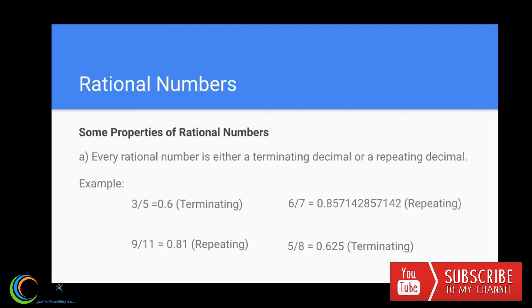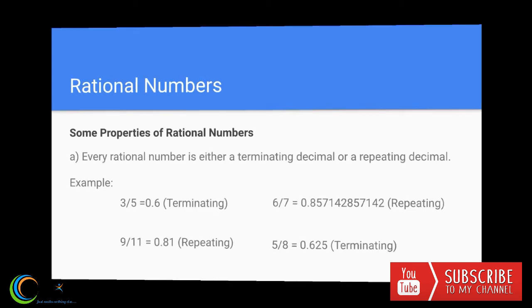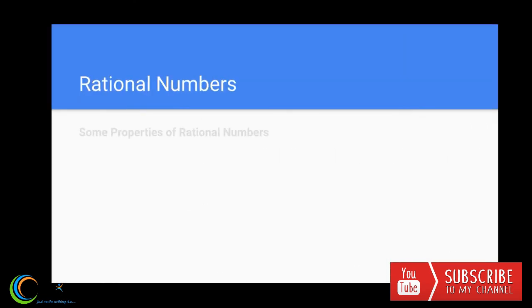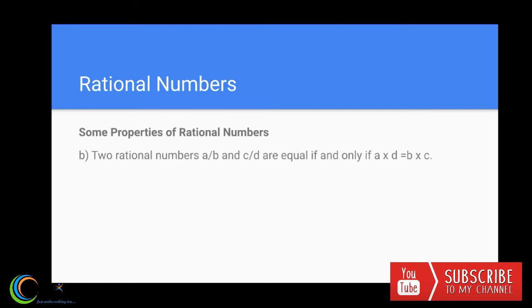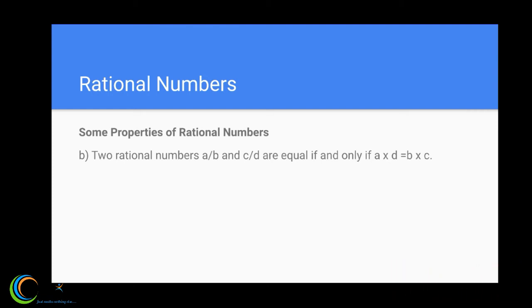So these are some examples of rational numbers which have terminating decimals and repeating decimal expansions. Next, second property. Two rational numbers a by b and c by d are equal if and only if a into d is equal to b into c. You can remember, we have already learnt about equivalent rational numbers. So this is the same property.